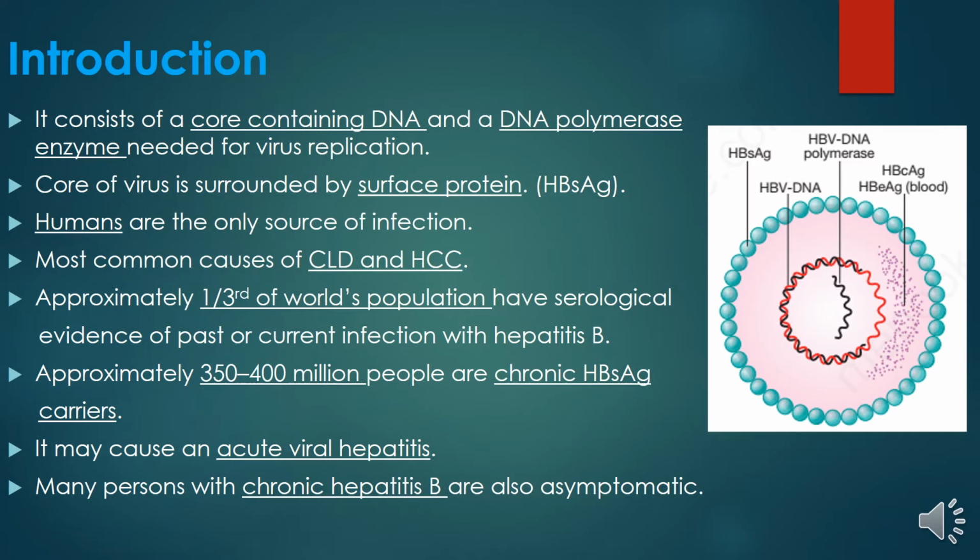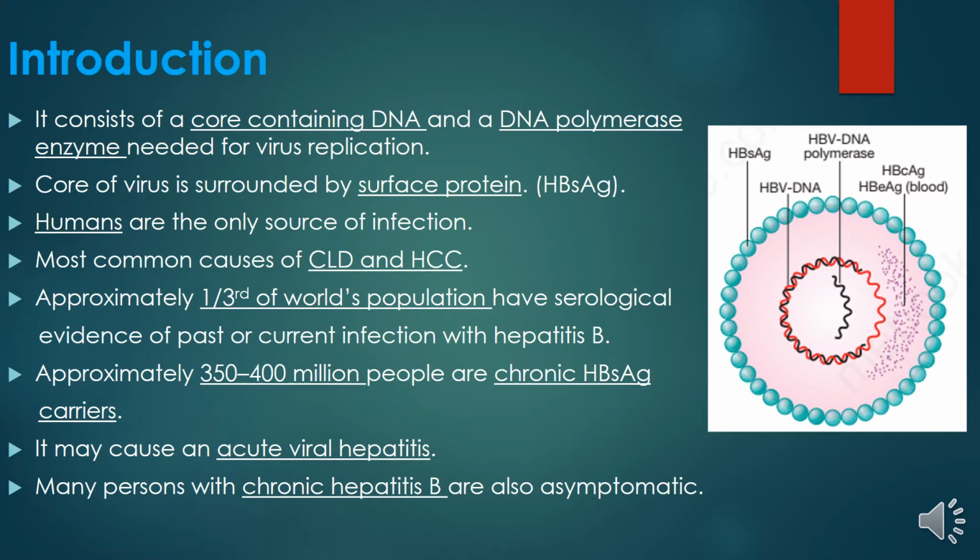The core of the virus is surrounded by a surface protein, hepatitis B surface antigen, which is shown in rounded balls, bluish in color. Humans are the only source of infection. It is the most common cause of chronic liver disease and hepatocellular carcinoma. Approximately one third of the world's population has serological evidence of past or current infection with hepatitis B.